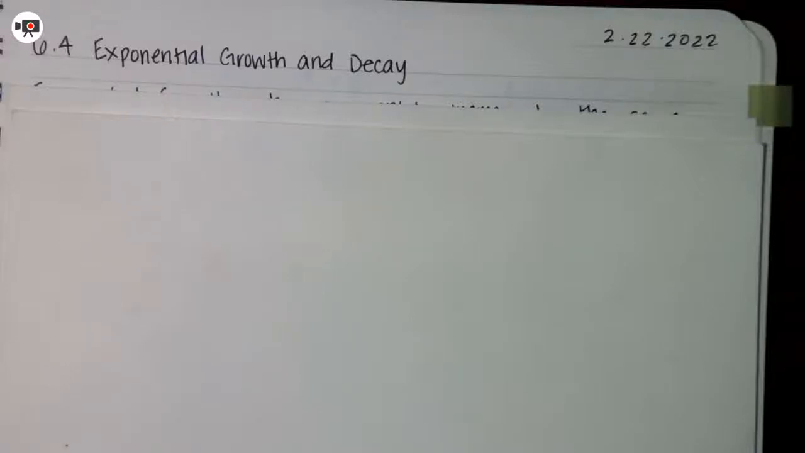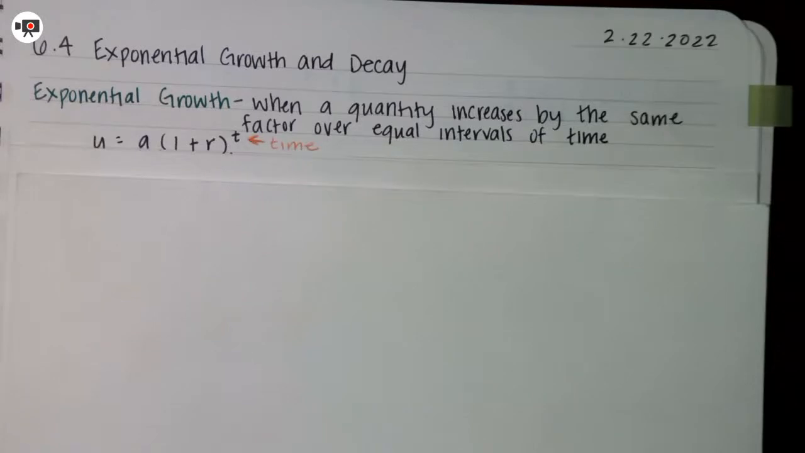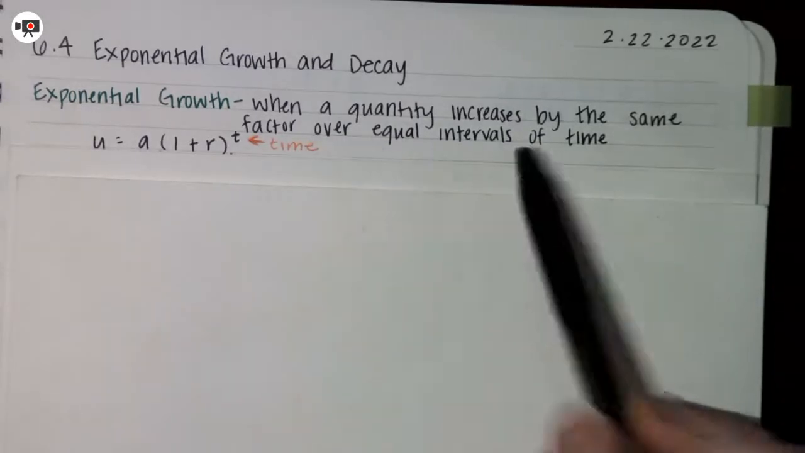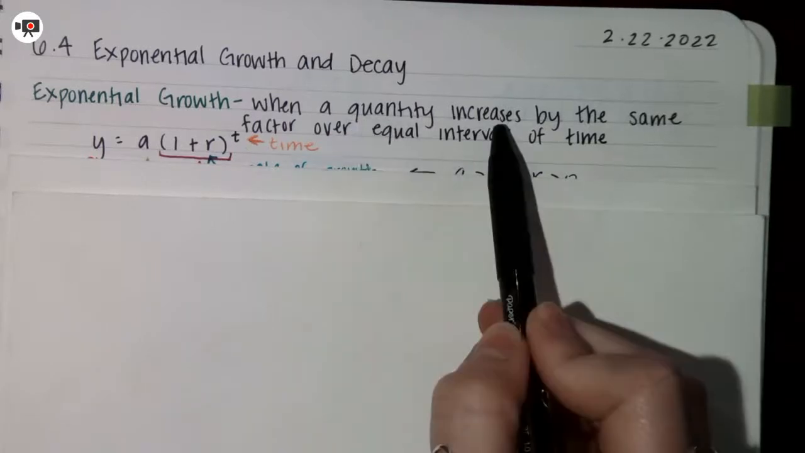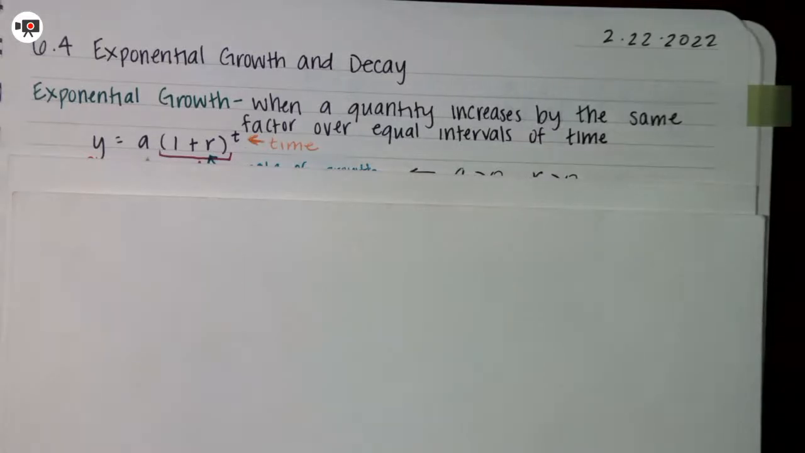This is 6.4 Exponential Growth and Decay. So exponential growth is when a quantity increases by the same factor over equal intervals of time. So over a year, something could increase by double. So it'd be multiplying by 2, so it increases by the same quantity over equal intervals of time. Every month, every year, every week, something like that.